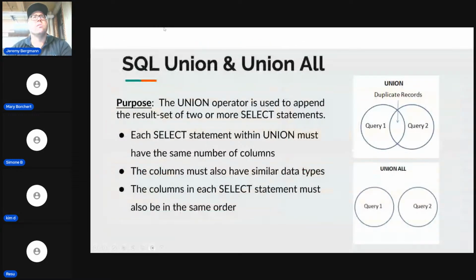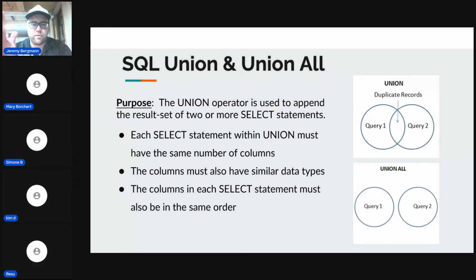Okay, so union and union all, we're going to use these Venn diagrams again. The union operator is used to append the result sets of two or more select statements. Those Venn diagrams on the right are facing sideways, but really you can think of these as up and down. So you're appending two result sets, like we've got with SQL queries, together, which have the same number of columns. And they must also have the same data types.